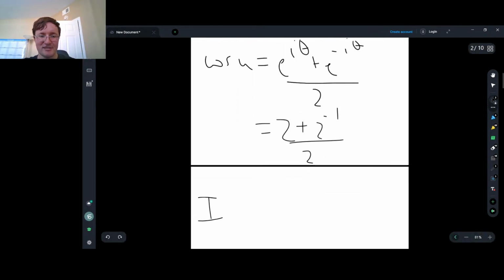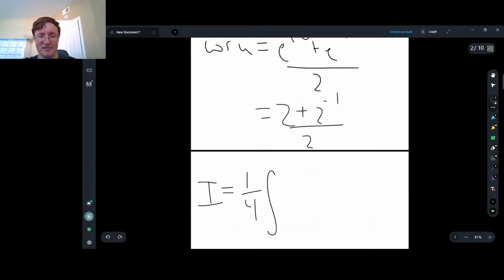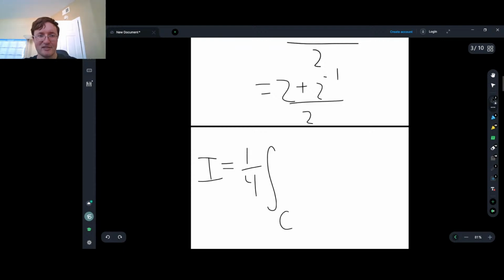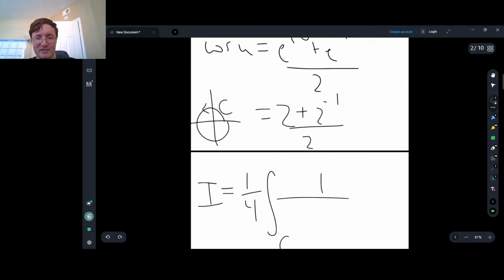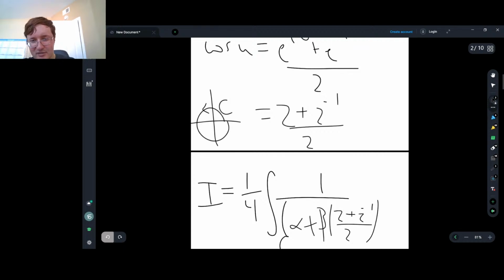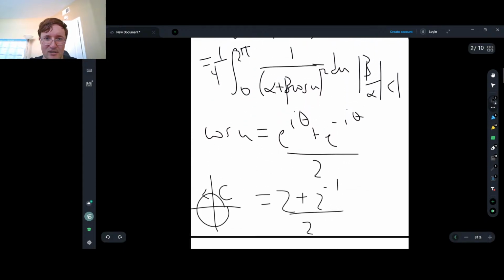Okay, so this integral is going to be 1/4 integral, and now it's over the unit circle. So it's going to be, here's my unit circle, 1 over 1 plus, alpha plus beta, alpha plus beta z plus z inverse over 2, squared. And then I've got a du.